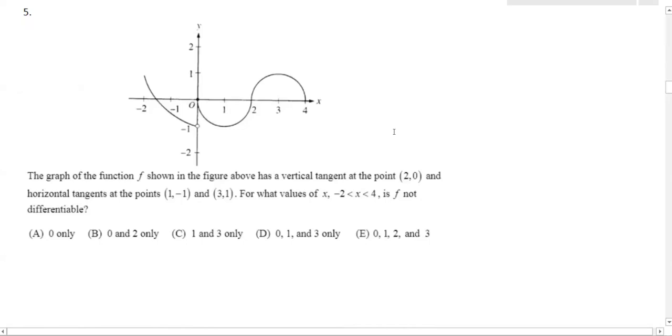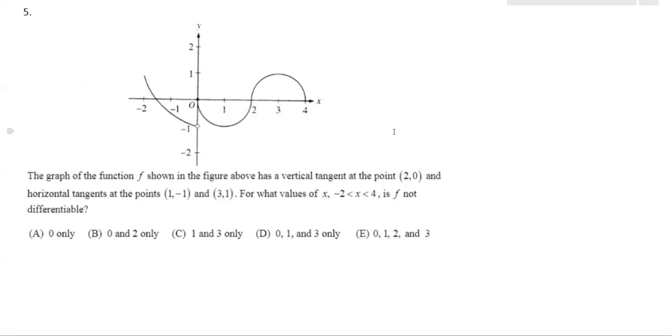So we have the graph of the function shown there has a vertical tangent at the point 2, 0, and horizontal tangents at those 2 points. For what value of x between -2 and 4 is f not differentiable? A function is not going to be differentiable when the derivative is undefined. Those occur graphically when you have discontinuities, corners, cusps. Vertical asymptote would be an example of a discontinuity.